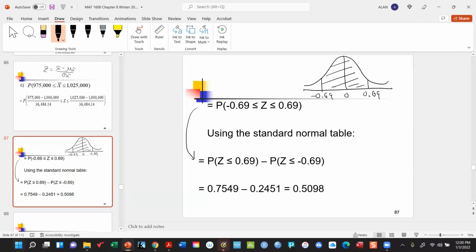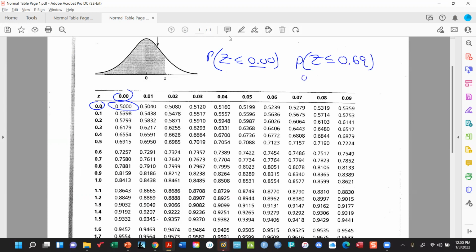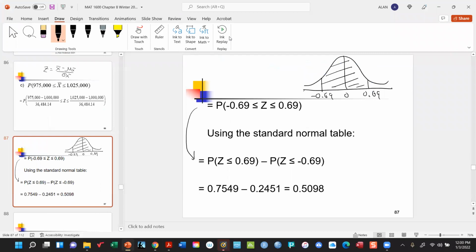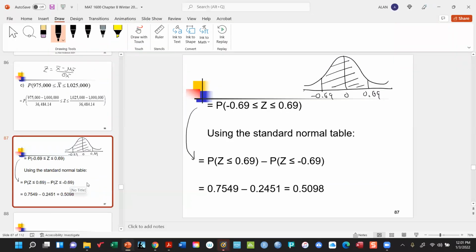Let's go confirm that 0.69 is this number. What you're doing is the 0.69 is rewritten as 0.6 plus 0.09. So here's the 0.6, here's the 0.09, 0.7549. Okay, now what about the negative one? Let's go over to that table. Oh, it's just barely visible on the bottom. Negative 0.6, 0.09, 0.2451. So when you subtract one from the other, the final result is 0.5098.